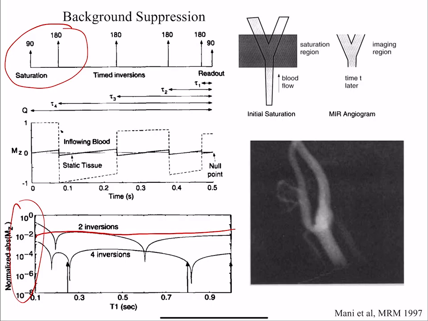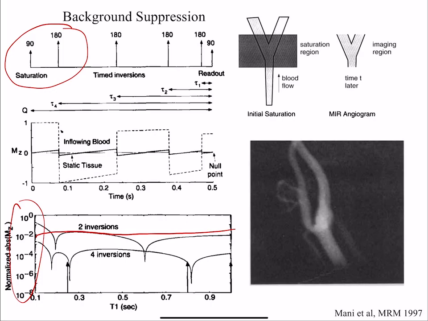Yeah, that's exactly right. So let's say the tissue is here and the blood's flowing in this way, right? So the pulses only affect the magnetization here. I make them selective, so they only affect this part. So everything here is just squashed down. So then all you see is the stuff that's coming in, which isn't affected by these pulses.